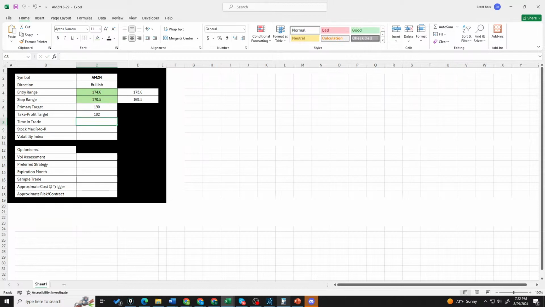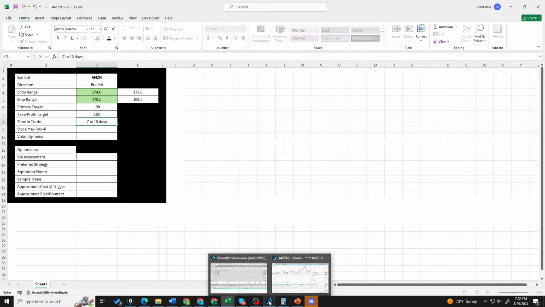Time in trade. I'm just going to put a standard 7 to 10 days for a swing here, right? We're a little more bullish. Things look pretty good overall. I'm pretty content with that. Let me know if you agree or disagree.